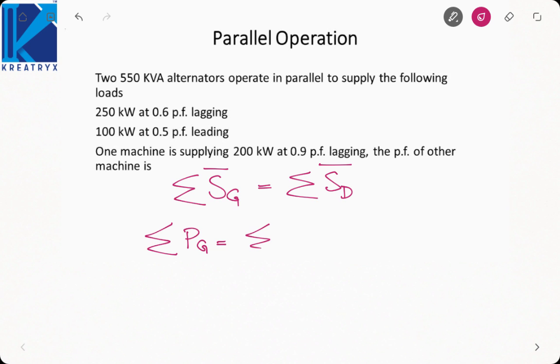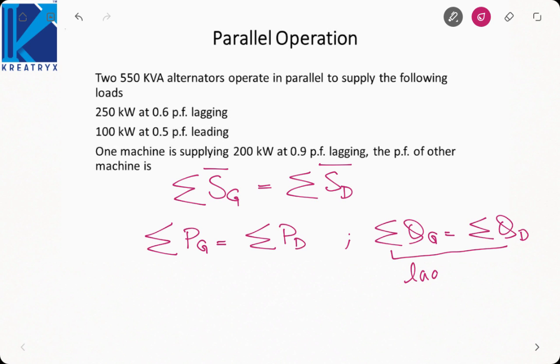Summation of real power generated is equal to real power demand, and summation of reactive power generated is equal to reactive power demand. While taking reactive power, keep in mind the concept of lagging and leading. Usually for lagging, reactive power is positive, for leading it is negative. But in real power there is no problem of sign. Generated power is always positive and demand is negative.